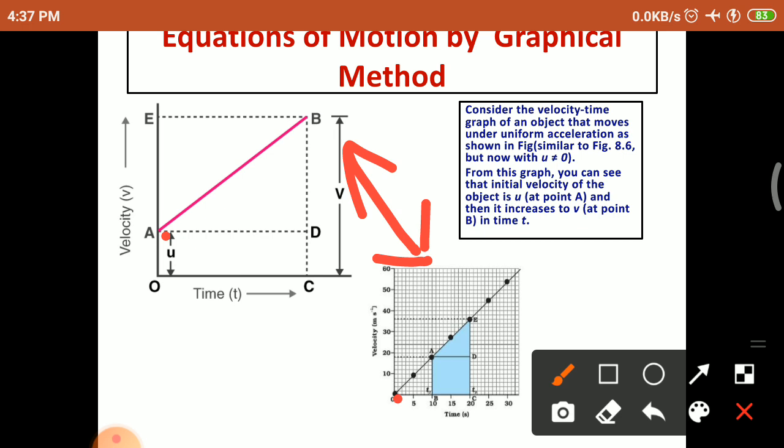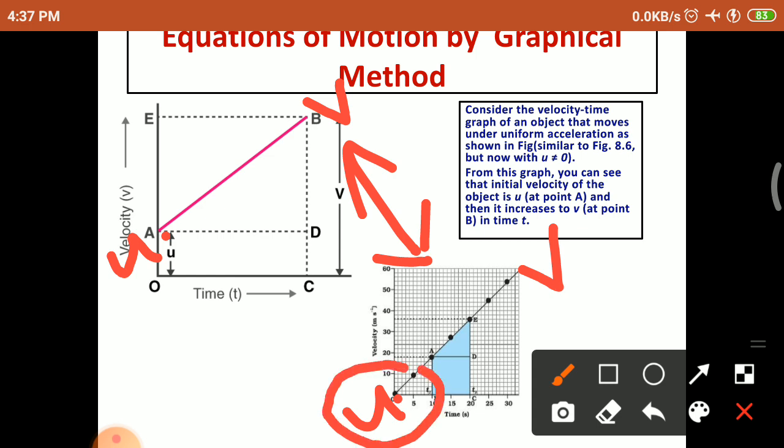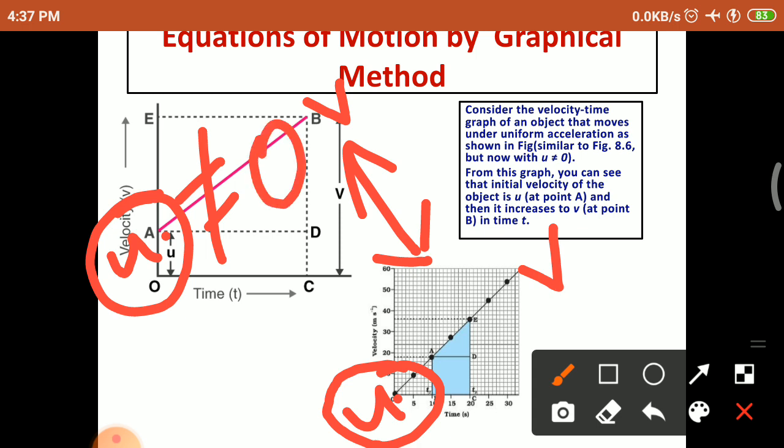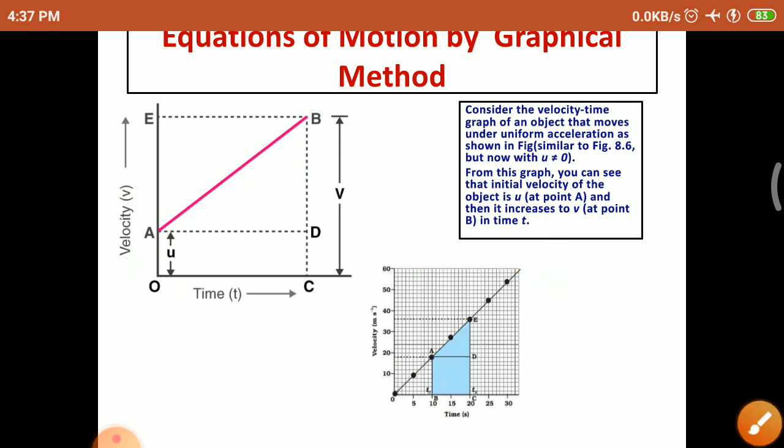This is u, the initial velocity, and this is the final velocity v. The same here: u is the initial velocity, v is the final velocity. Here the initial velocity value is 0. Here the initial velocity value is not 0, that means not equal to 0. Do you understand what is the difference between these two? Both the graphs are velocity time graphs.